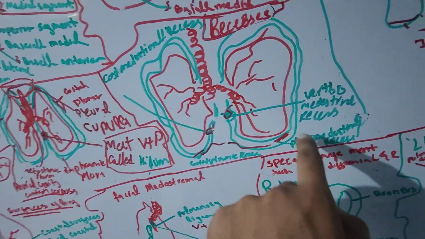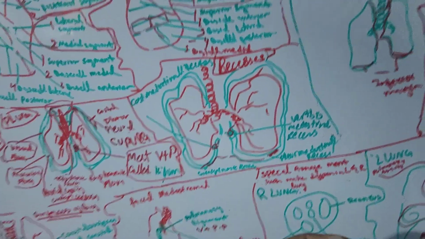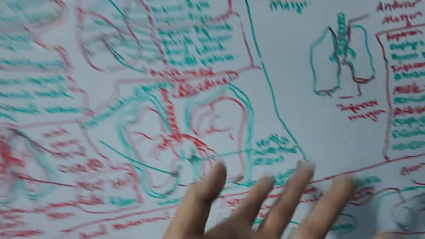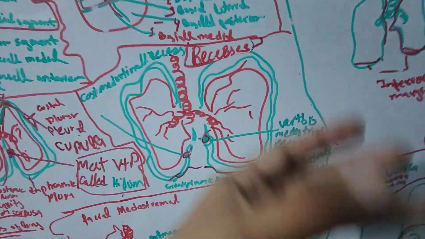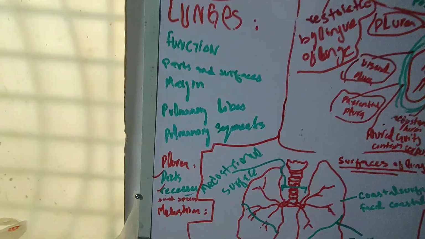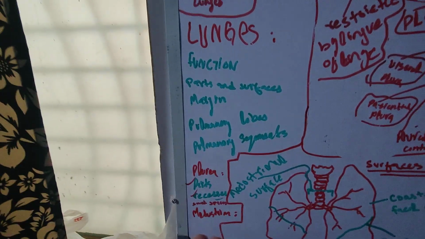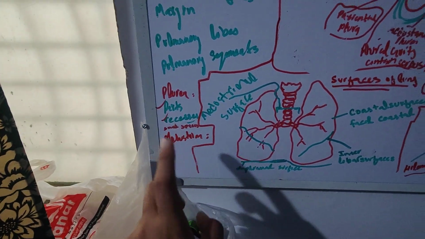Then in this area we have the pleural mediastinal recess. Then in front of the vertebrae, the gap is called the vertebromediastinal recess. Then after that it's finished. Then the pleura is finished. Now we go to the mediastinum. What is the mediastinum? Let's see.